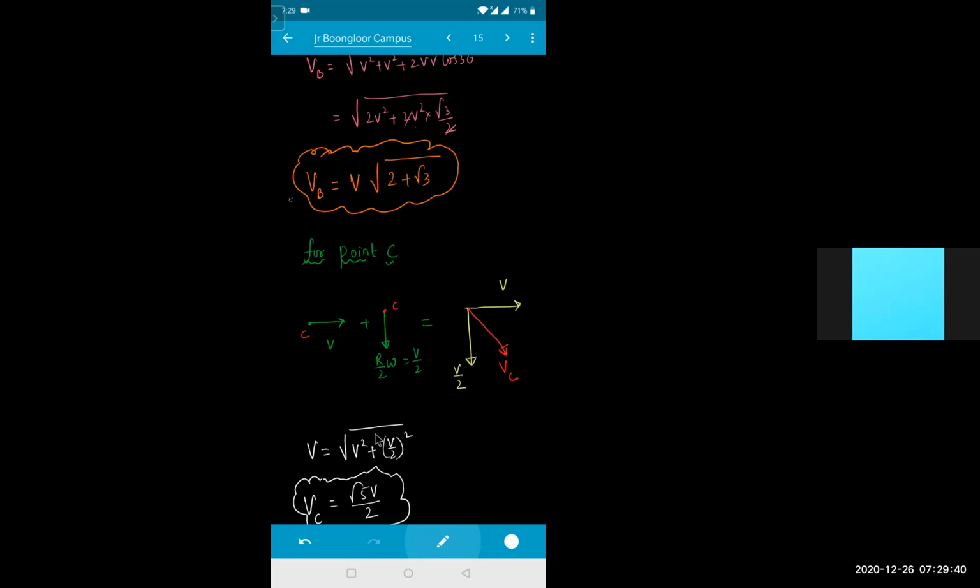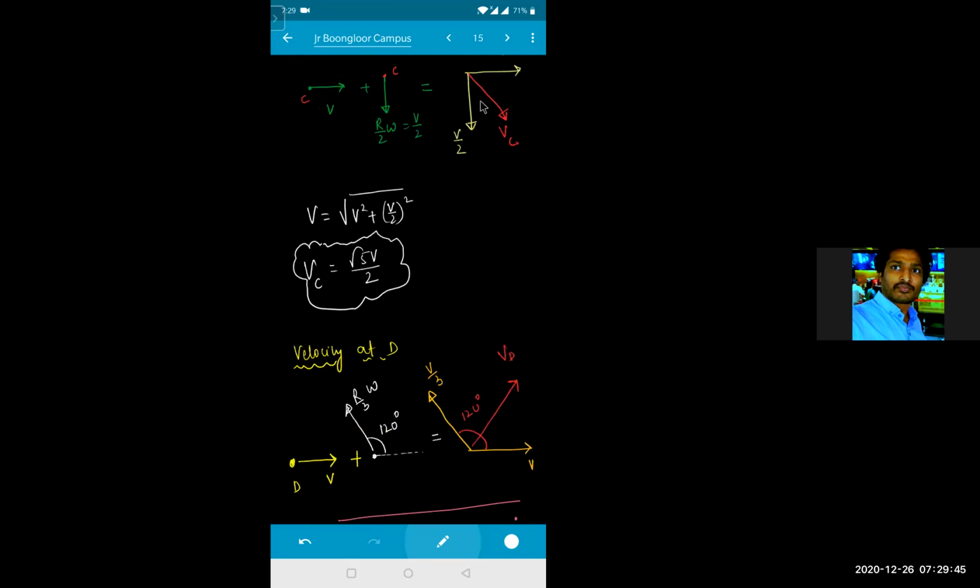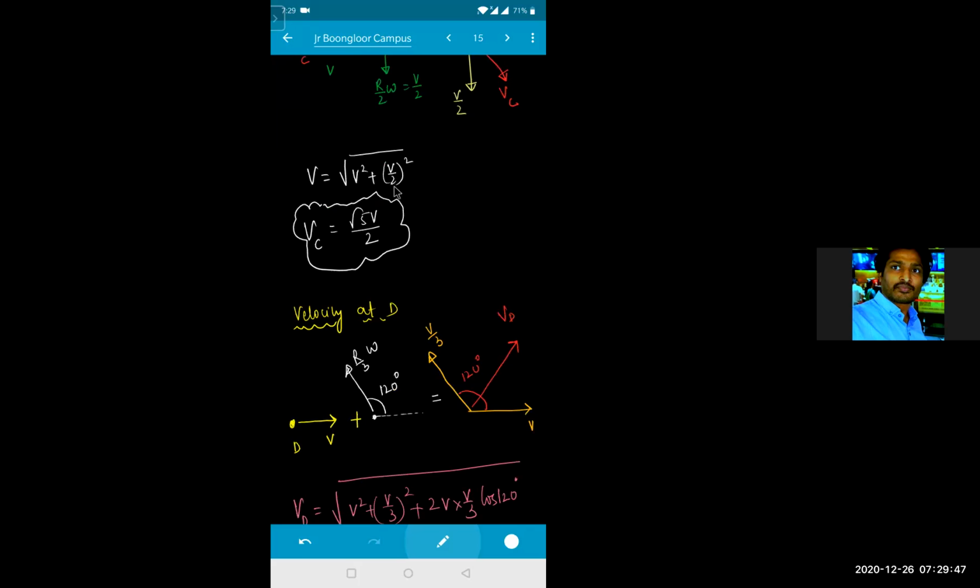VC will be equal to under root of V square plus V by 2 whole square. That means velocity of point C will be equal to V square into 1 plus 1 by 4. So how much is it? Root 5 into V divided by 2.